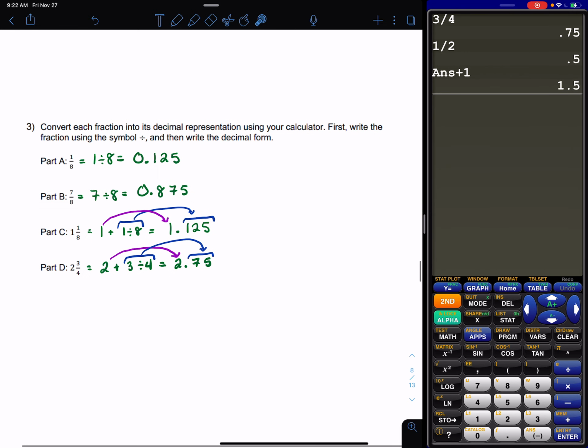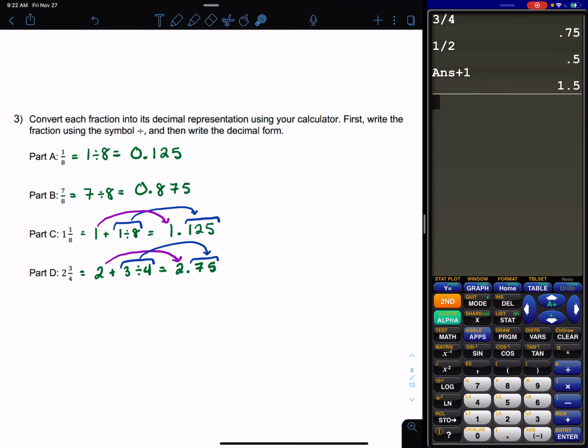So we're going to convert each fraction into its decimal representation using your calculator. First, write the fraction using the division symbol, and then write the decimal form. So if we look at part A for 1/8, we wrote it as 1 divided by 8 and found that it gave us 0.125, which we can also read as 125 thousandths. If we look at part B, we had 7 divided by 8, which gives us 0.875, or 875 thousandths.